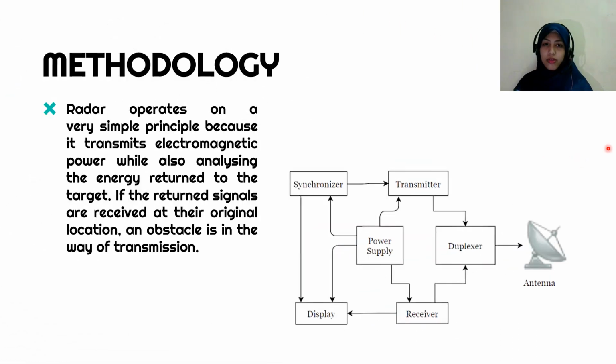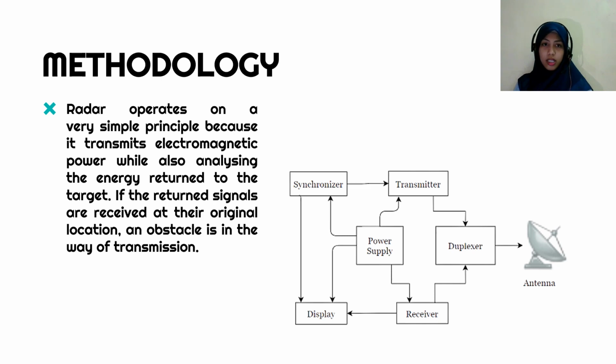So next is the methodology part. We know radar operates on a very simple principle because it transmits electromagnetic power while always analyzing the energy returned from the target. If the return signals are received at their original location, an obstacle is in the way of transmission. So this is the diagram for the radar system.